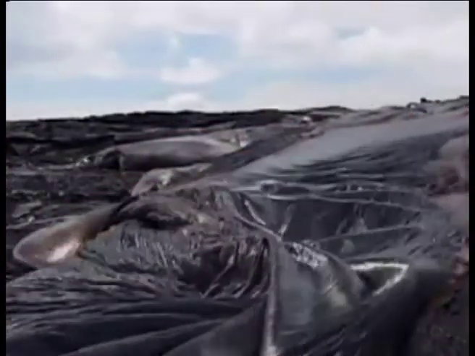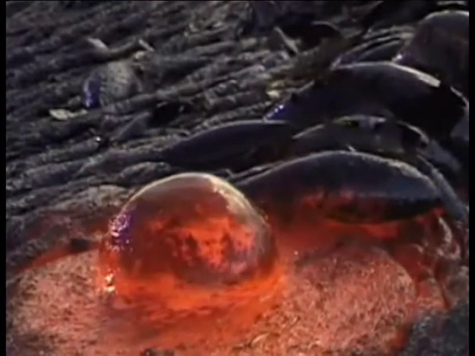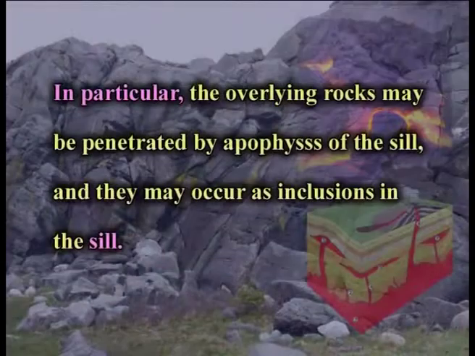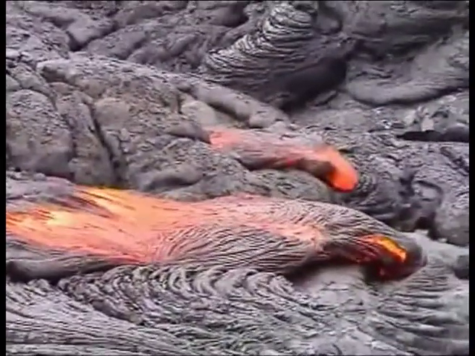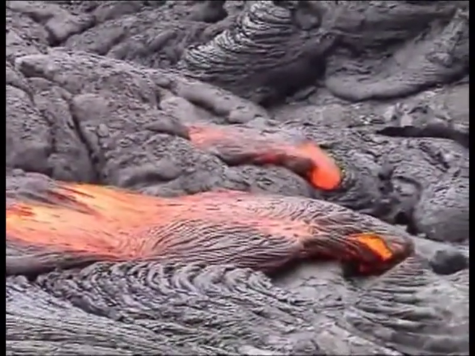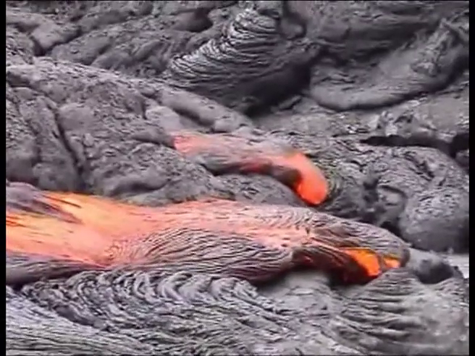A sill is characterized by a relatively smooth, fine grained top in which the vesicles, that is the gas bubbles, are rare. In particular, the overlying rocks may be penetrated by apophyses of the sill, and they may occur as inclusions in the sill. A lava flow has a rolling vesicular top. The fragments of lava may occur in the overlying rocks. Lava flows are likely to be cut by irregular dikes of sedimentary or pyroclastic material, representing the debris washed into cracks in the lava.